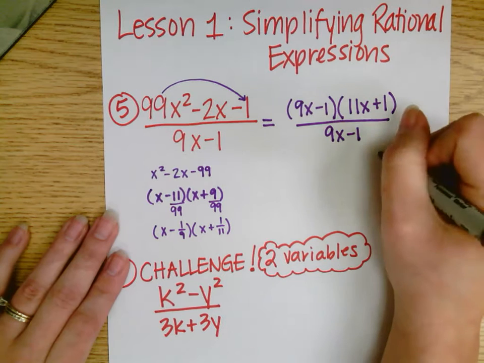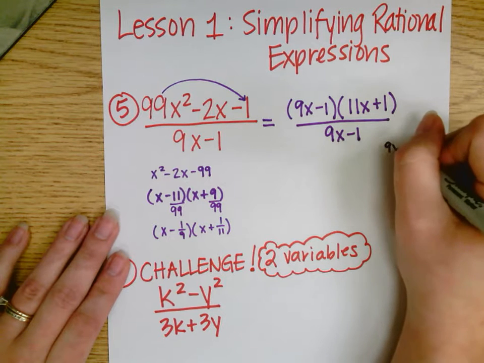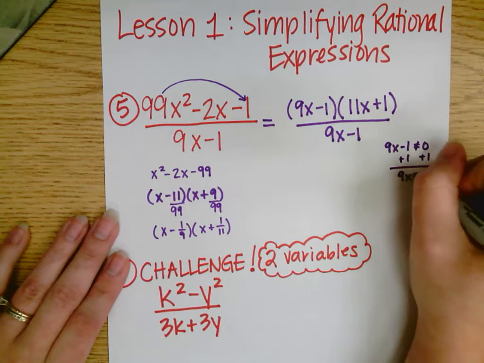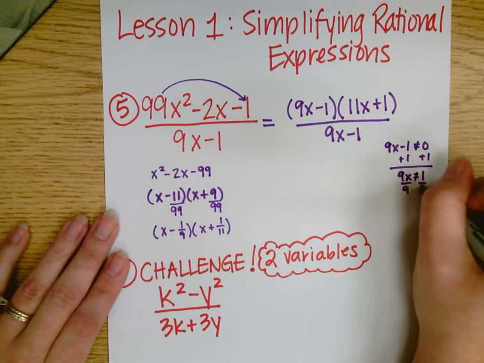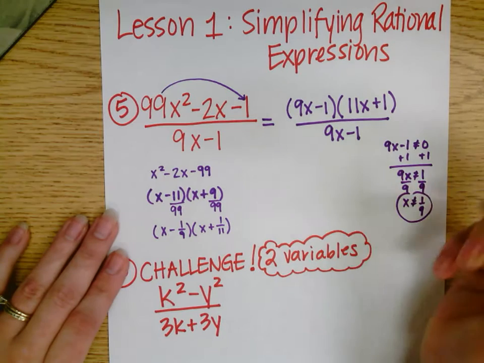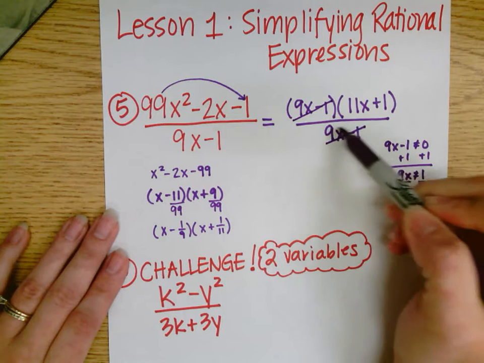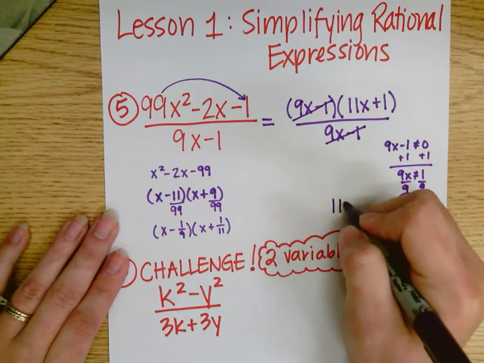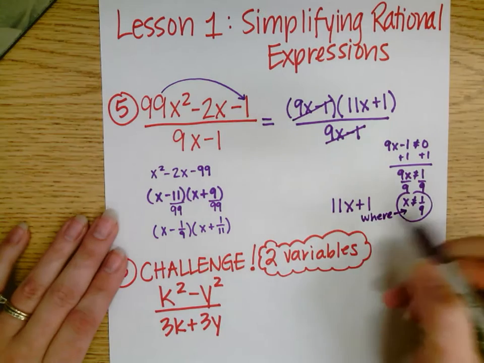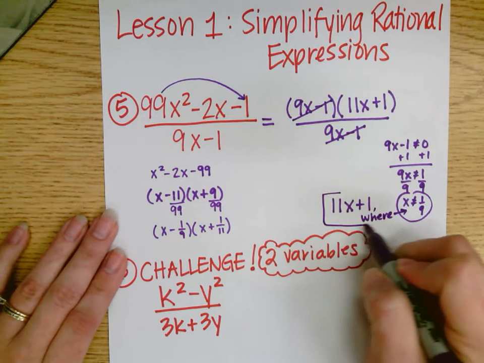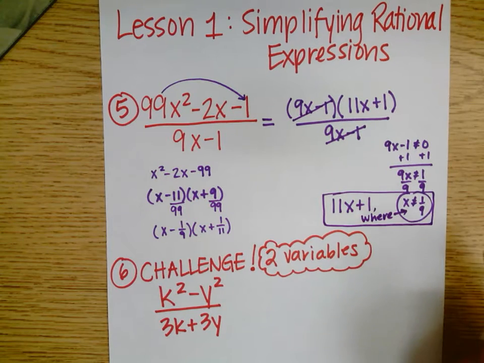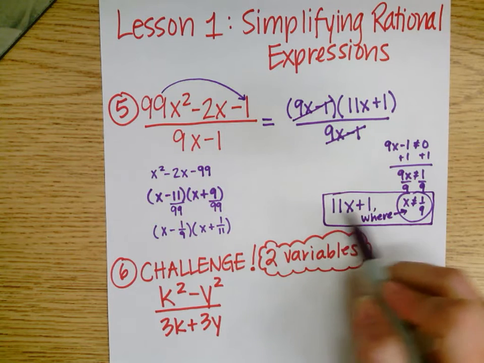Now this is a little bit different, so I'm going to figure out where 9x minus 1 can't equal 0, so I'm going to add 1. It can't equal 1, divide by 9. X is not allowed to be 1/9, so there's my restriction. But I am going to cancel, and because I cancel out my denominator, it's going to look just like a regular expression, but I know from before it's not. It used to be a fraction. So there's my answer: 11x plus 1, where x is not allowed to be 1/9. So it is possible to cancel all of the denominator out so it doesn't look like a fraction anymore.